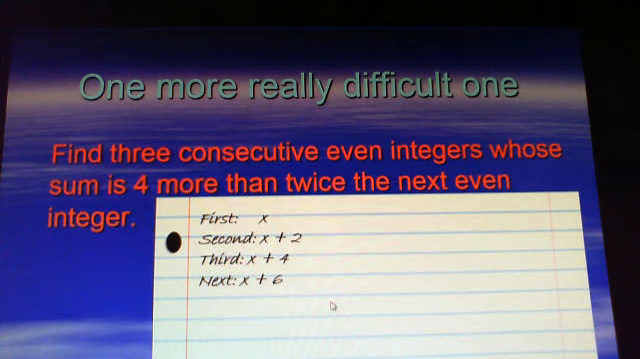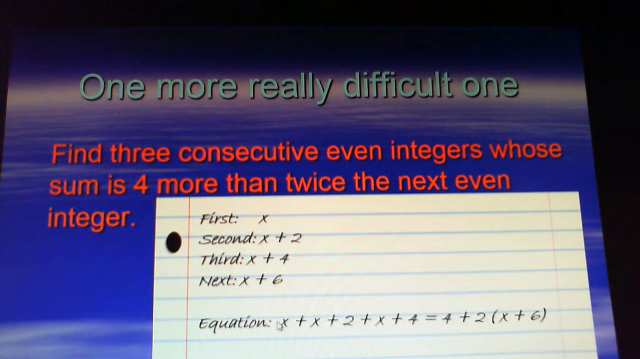So when I'm setting this up, it says find 3 consecutive even integers whose sum, so that means I have to add them up, is, that's my equal sign, 4 more, so that's 4 plus 2 times whatever my next integer is. So my equation is the sum of the first one, the second one, the third one has to equal 4 more than twice the next one.